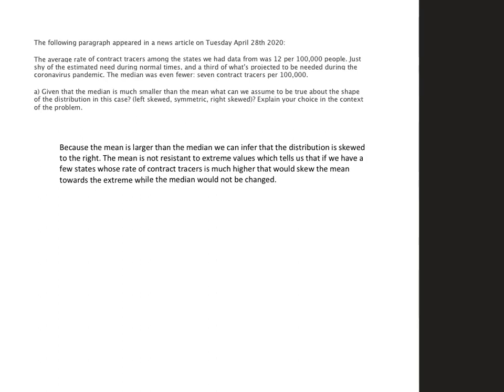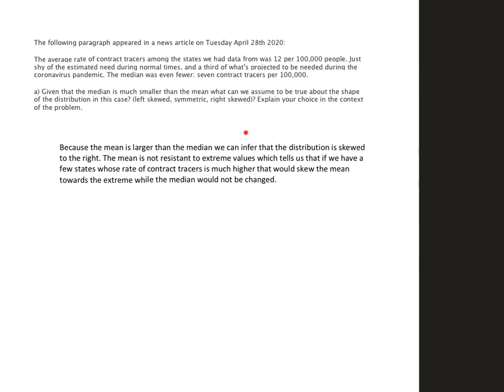All right, in this video, we're going to go over two of the questions from your Chapter 11 review, the first two questions. So they give us this story about contract tracers, and what really matters here, the question says, given that the median is much smaller than the mean, what can we assume to be true about the shape of the distribution: left skewed, symmetric, or right skewed?